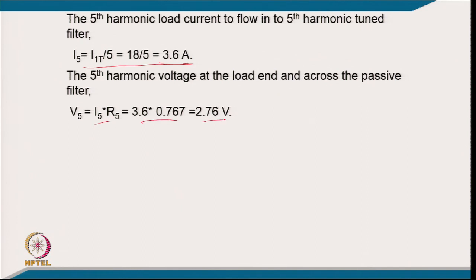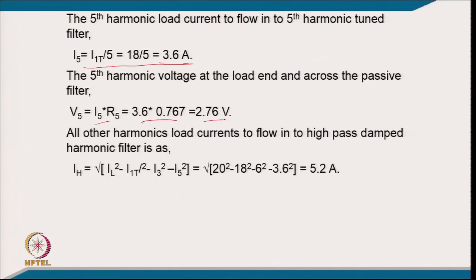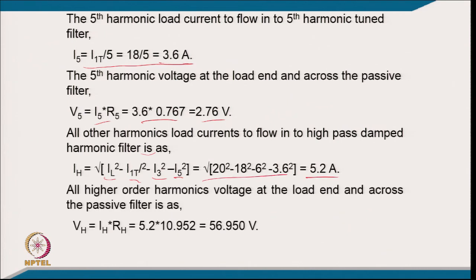So, putting the value it comes 2.76 volt, and all other harmonics of load current flow into the high pass damped filter. So, from the load current we subtract the RMS value of fundamental current, then third harmonic, fifth harmonic; that current has to go into the high pass filter. So, putting the values, we get all higher order harmonics current as only 5.2 ampere.